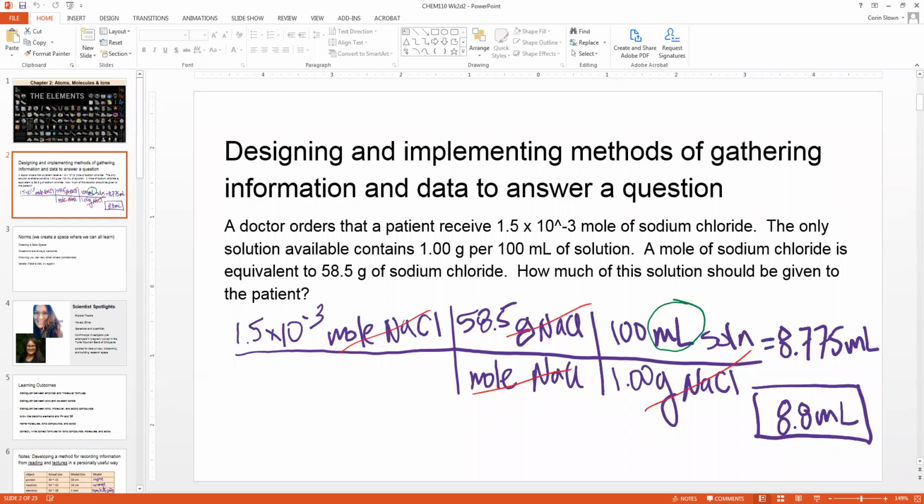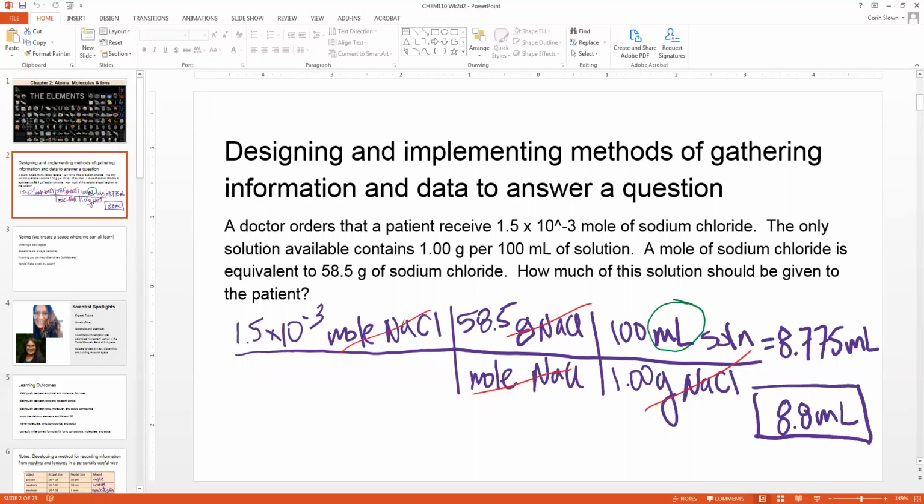We're going to think about how we can design and implement methods of gathering information and data to answer a question. A doctor orders that a patient receive 1.5 times 10 to the negative third mole of sodium chloride. The only solution available contains 1 gram per 100 milliliters of solution. A mole of sodium chloride is equivalent to 58.5 grams of sodium chloride. How much of this solution should be given to the patient?